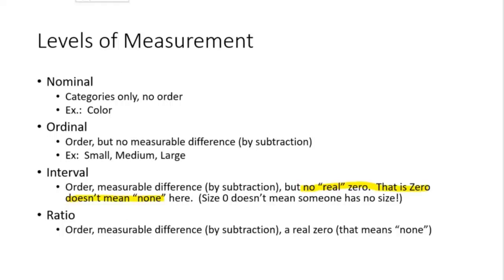So a key difference then on ratio, we still have order and we can still subtract, but on a ratio, you have a real 0, which means none. Another thing about ratio is you can actually do a comparison of like twice as much or half as much. I think I have that on the next screen, because that's really what ratios are about. This was 2/3 as much. So you can do that sort of thing with ratio measurements, but if it's 0, it means 0.